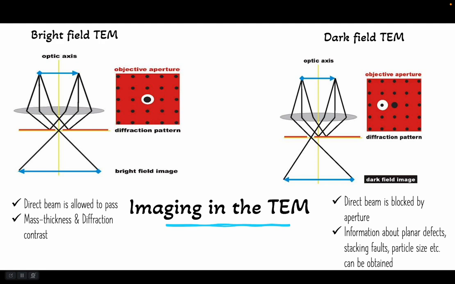On the other hand, in the dark field mode, an aperture is used to block the direct beam and one or more diffracted beams are allowed to pass the objective aperture. These diffracted beams interact strongly with the specimen, so we can obtain information about planar defects or particle size.